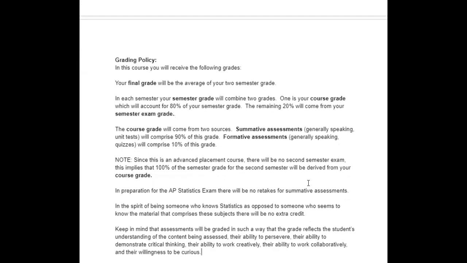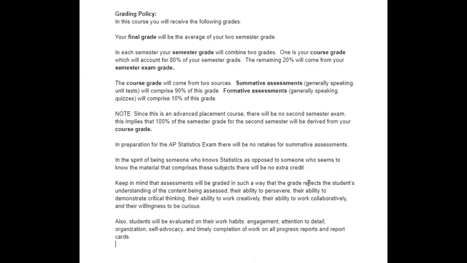All right, how do we get a grade for this course? Your final grade will be the average of your 2 semester grades, and each of your semester grades will combine 2 grades. One is your course grade, which will account for 80% of your semester grade. The remaining 20% comes from the semester exam. Now, that course grade is 90% from your unit tests, and the 10% is other work that we're doing during the unit. It's quizzes, classwork, things like that.